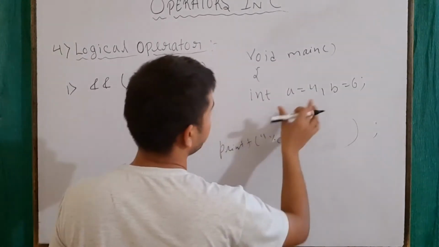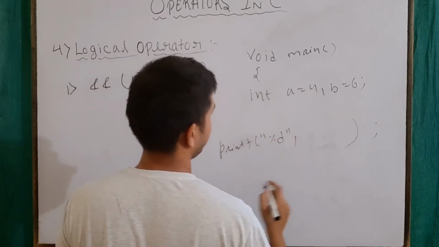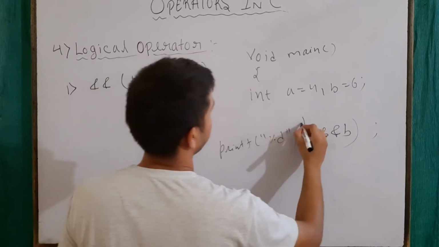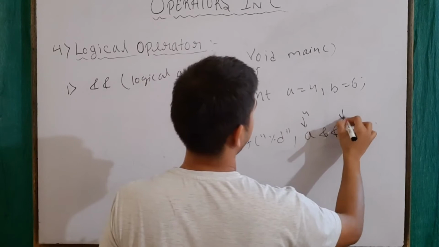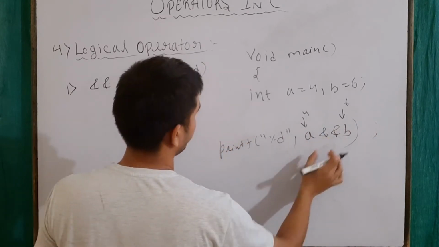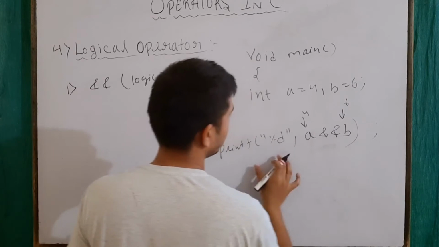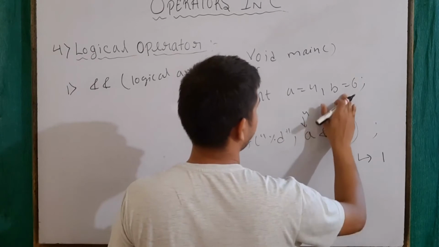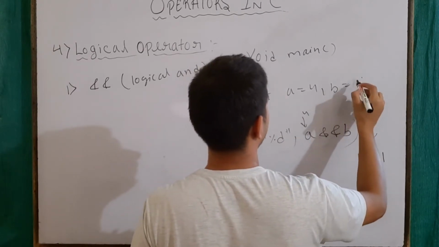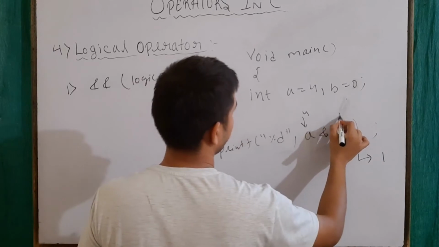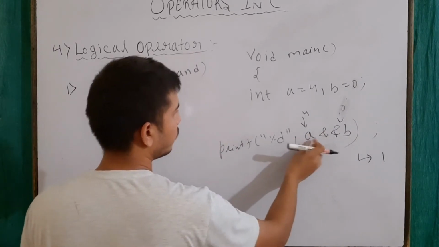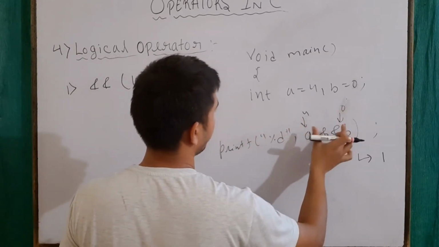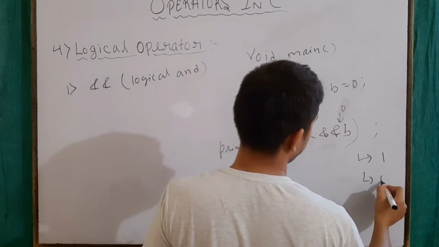Now let's look at this example. Here A is 4, B is 6, and if I write A double AND B. Now A is 4, it is non-zero, and B is 6, it is non-zero. So both are true, and true means the end result will be true. So it will give us output as 1, which means true. Now let's say B is 0. Now A is true, B is false. So true logical AND false, what does it give us? False, so now it will give us 0.